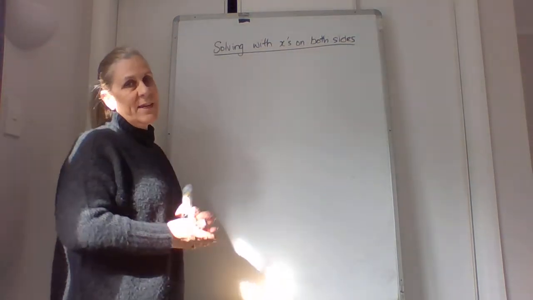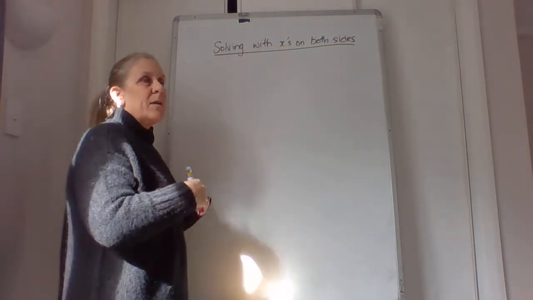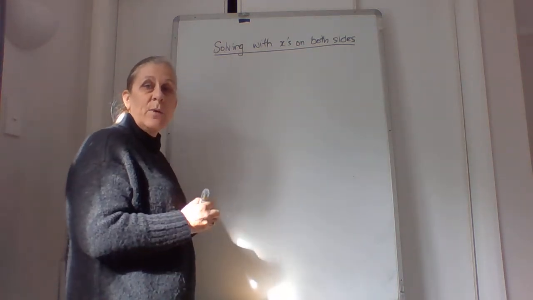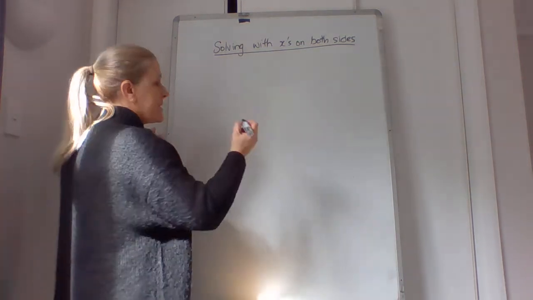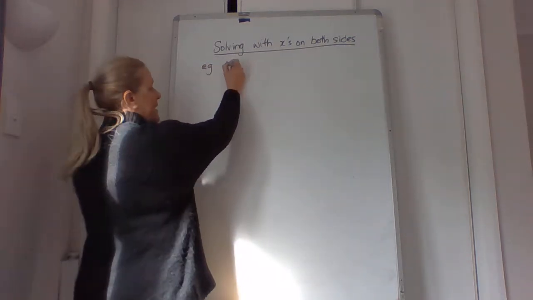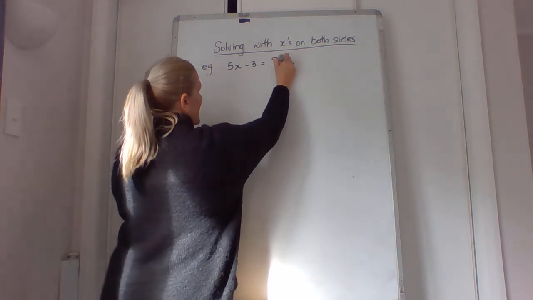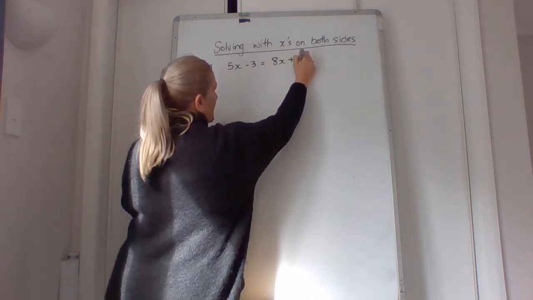Okay, this time we're going to have x's on both sides. Now, we only actually want one x at the end, so we have to work out how we're going to get rid of that. So let's start with a more basic one like this. 5x minus 3 equals 8x plus 7.